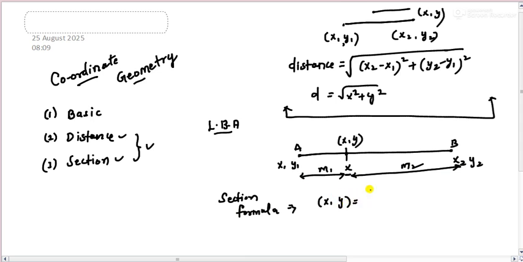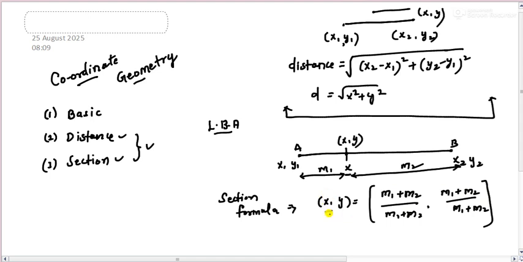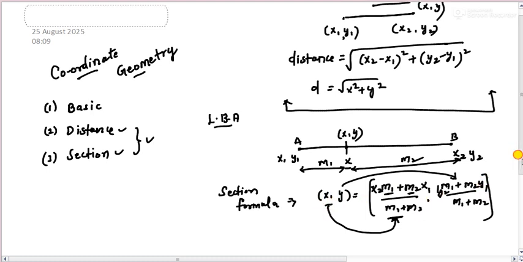x comma y is equal to, I had already told a trick also. You just write m1 plus m2 both in the numerator and denominator. Here x refers to the first value and y refers to the second value. Wherever m1 is there, I'll write x2, and in place of m2 I will write x1. So this becomes one formula. Same with y: this is y2 and here y1. We call it the section formula.